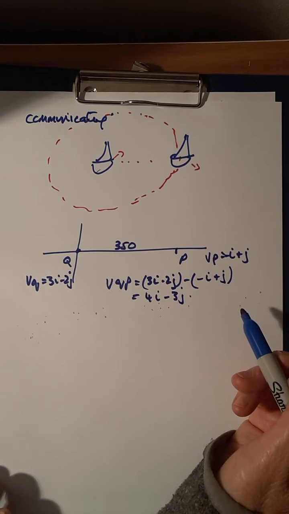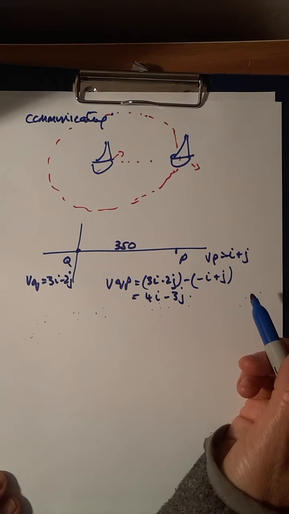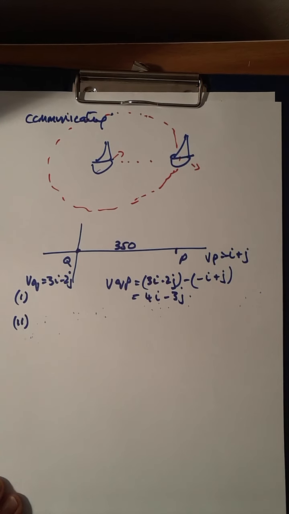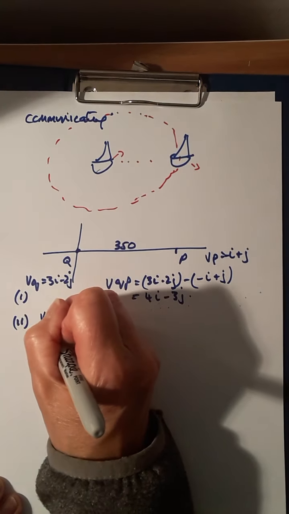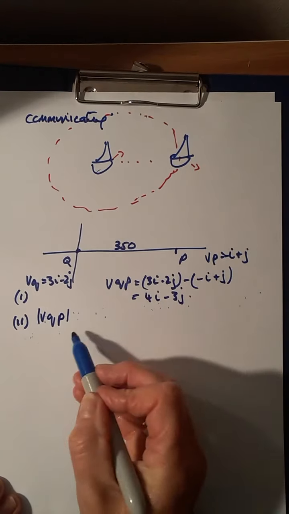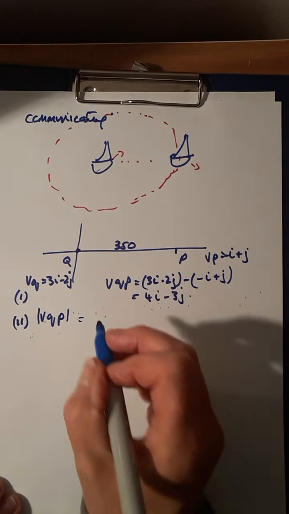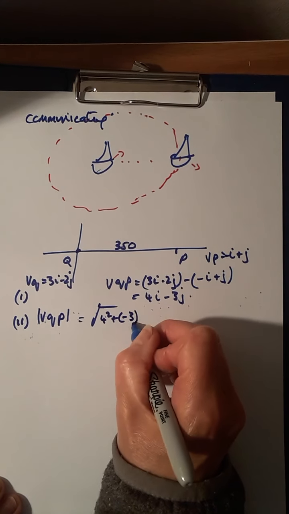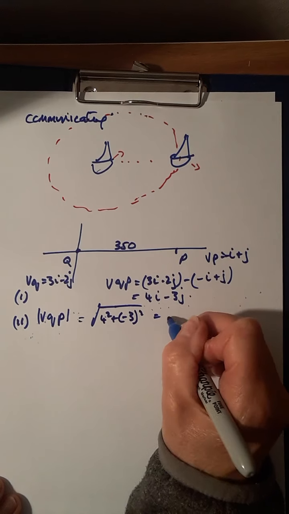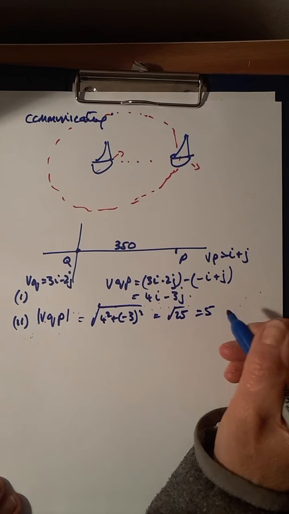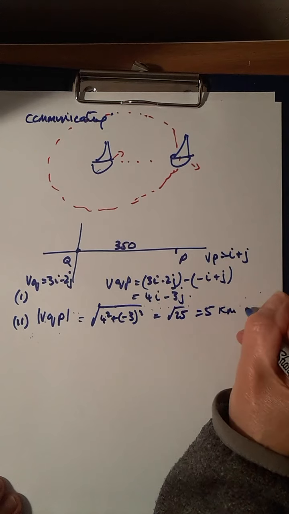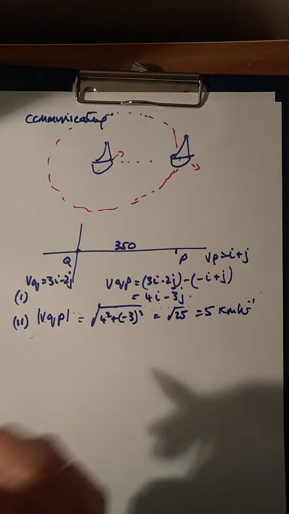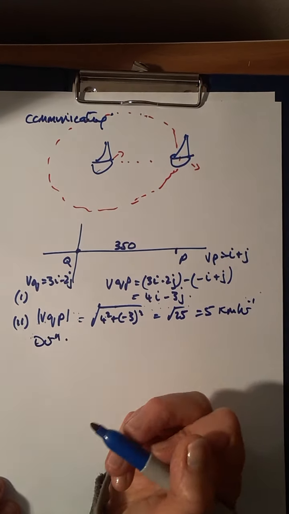Even if I wasn't asked for the next part, I would find it anyway. Part 2, so that's part 1. Part 2 says find the magnitude and direction of velocity of Q relative to P. So the magnitude of VQP is the square root of the i component squared plus the j component squared, and of course that's going to be 16 plus 9, 25. So that's going to give me 5. And I'm going to assume, of course, this is all going to be kilometres per hour because the distance is in kilometres.